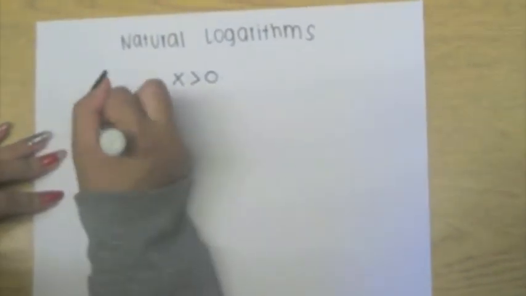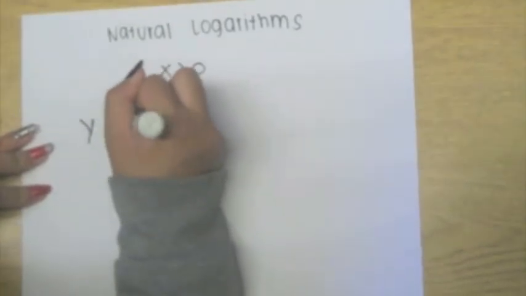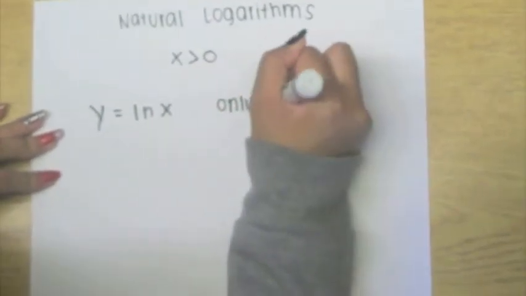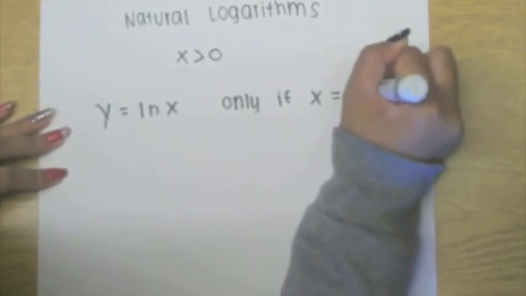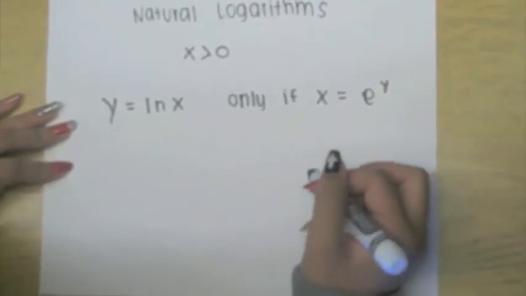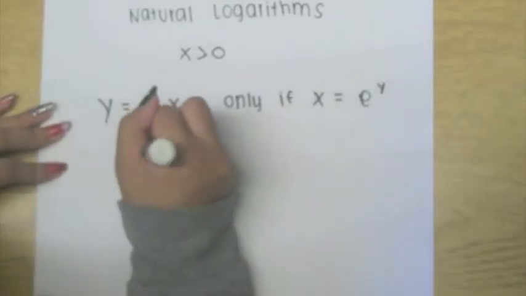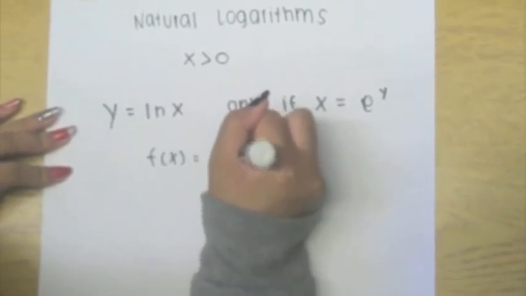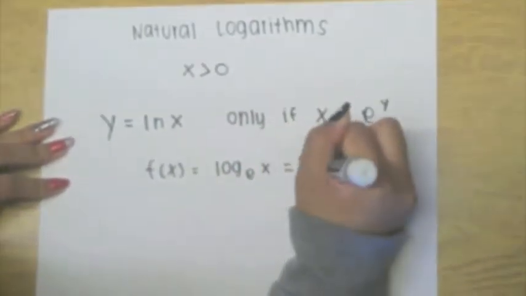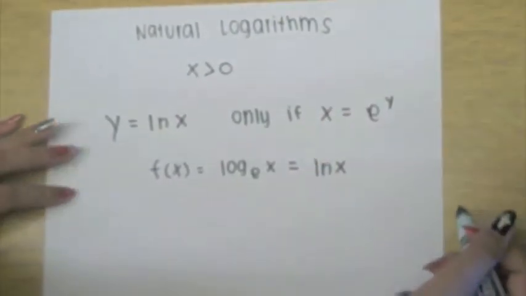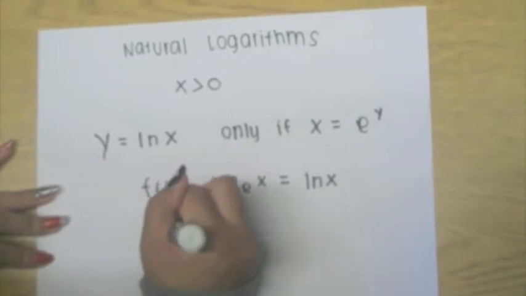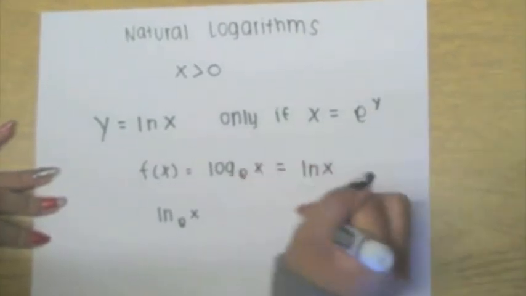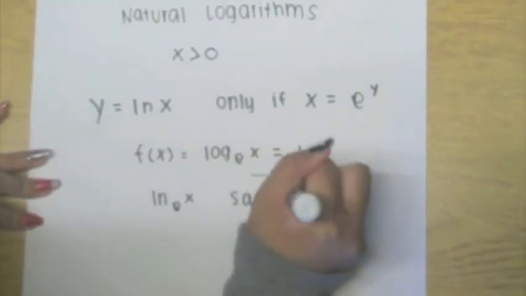Another way to write it is y equals ln of x only if x equals e to the power of y. The function would be f of x equals log base e of x, which is the same as ln of x, and it can be written without a base. It can also be read as log base e of x.